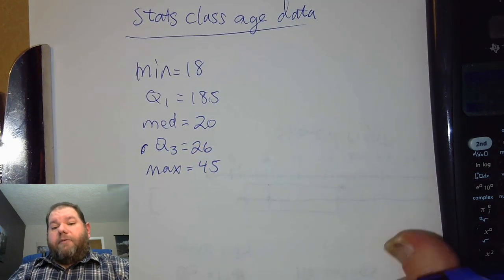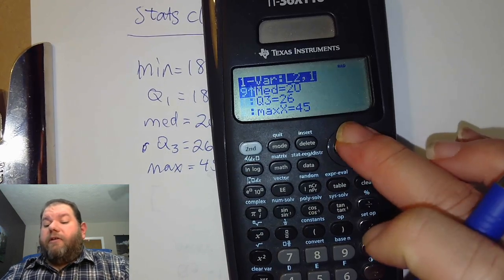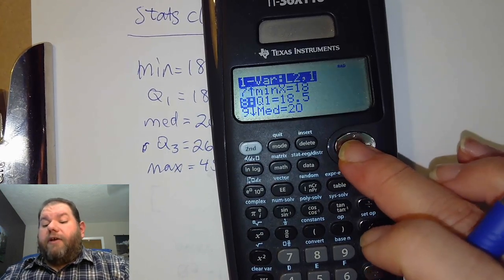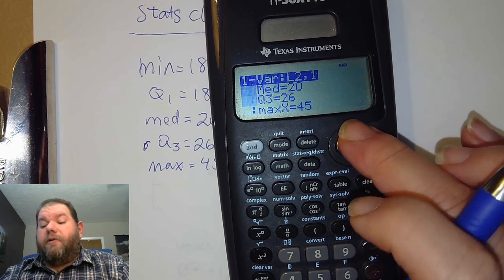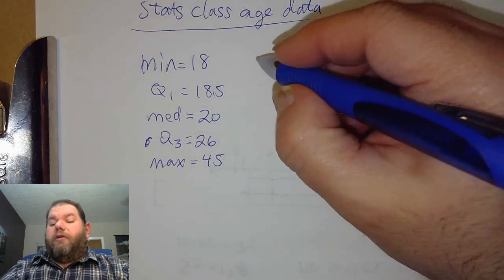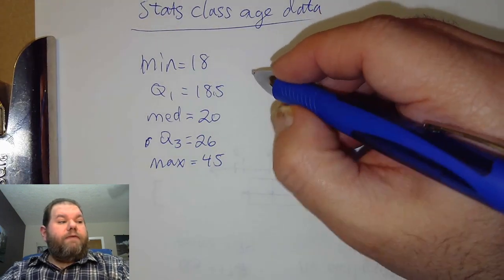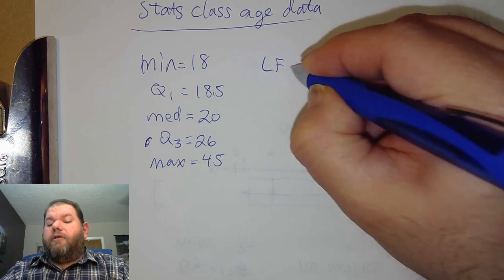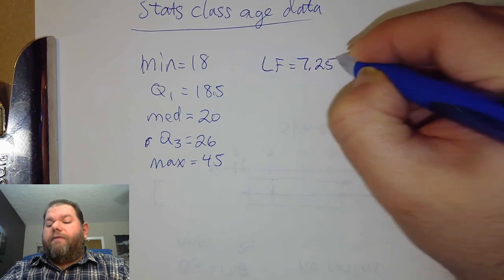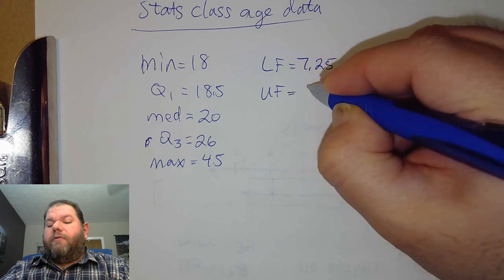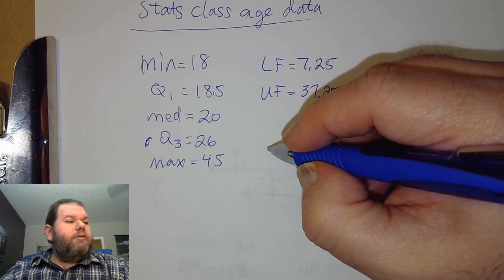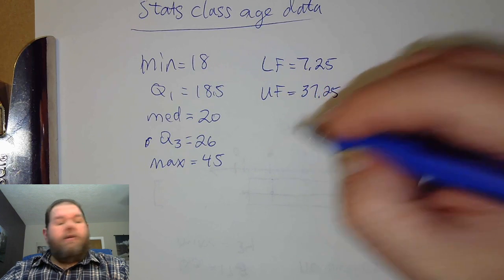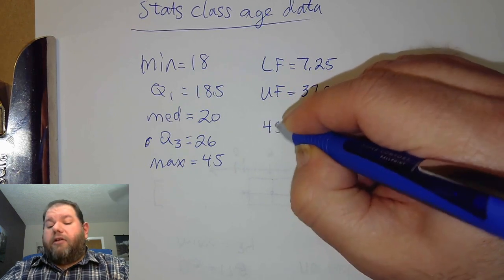So that's our 5-number summary. And again, one of the nice things about the calculator is that the last 5 values it gives us are basically the 5-number summary. We also found the lower fence is 7.25. The upper fence was 37.25. And then we did have an outlier of 45.